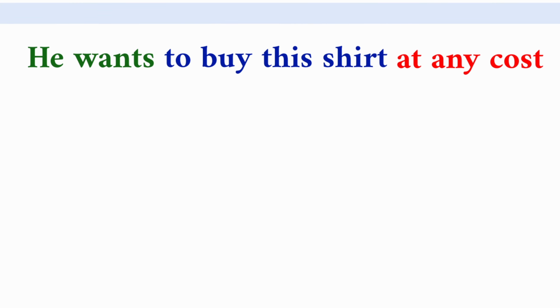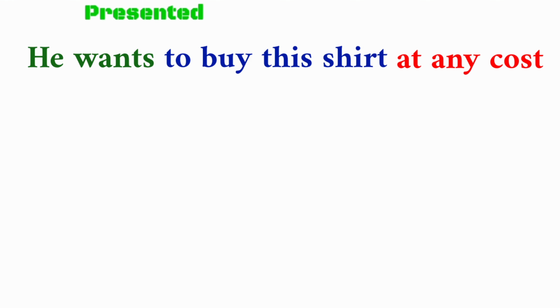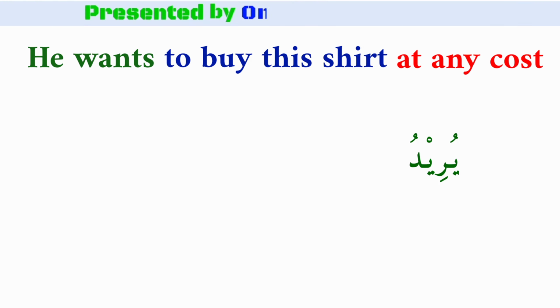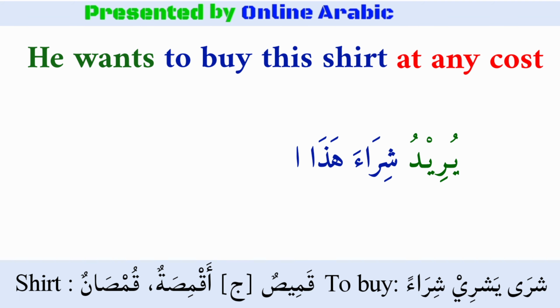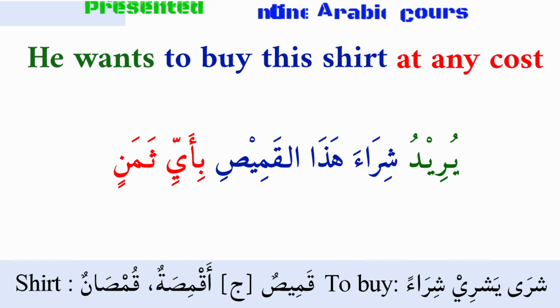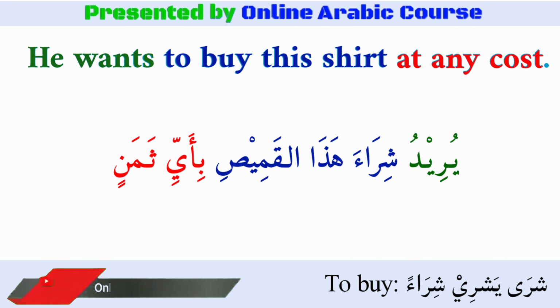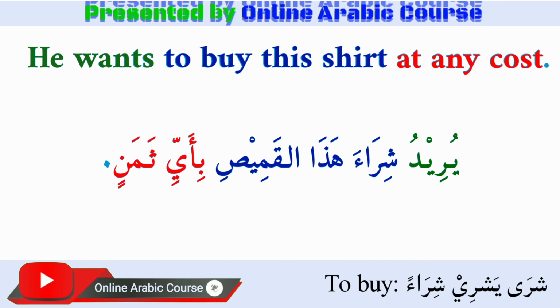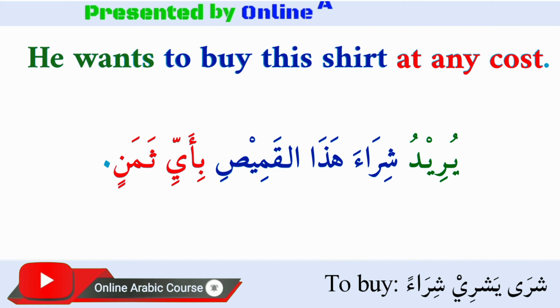He wants to buy this shirt at any cost. He wants يريد to buy this shirt شراء هذا القميص at any cost بأي ثمن. He wants to buy this shirt at any cost. يريد شراء هذا القميص بأي ثمن.